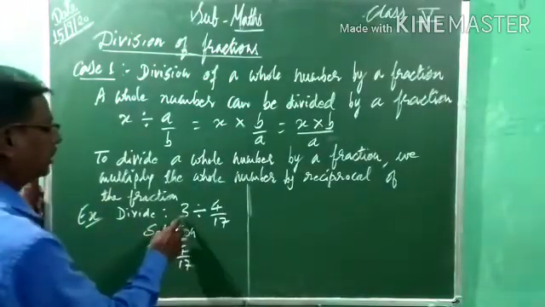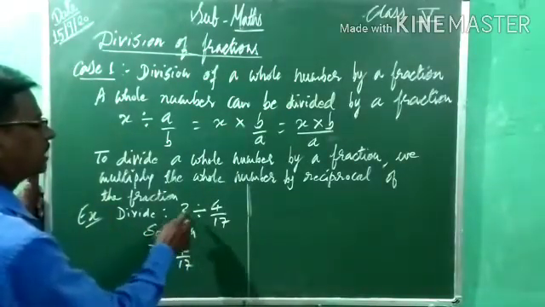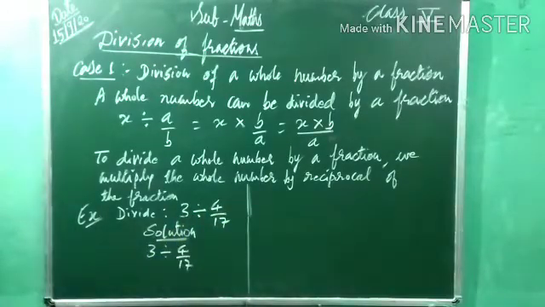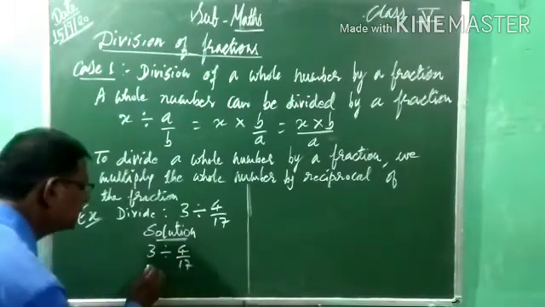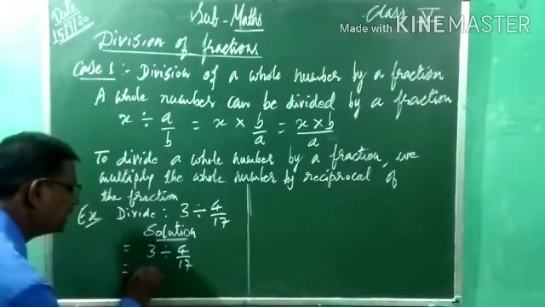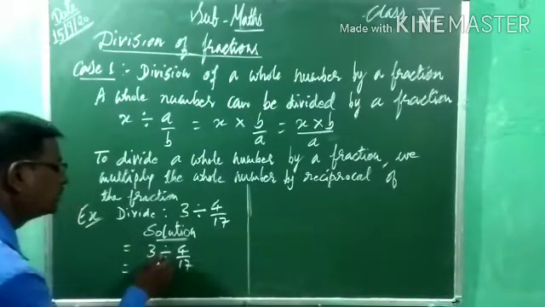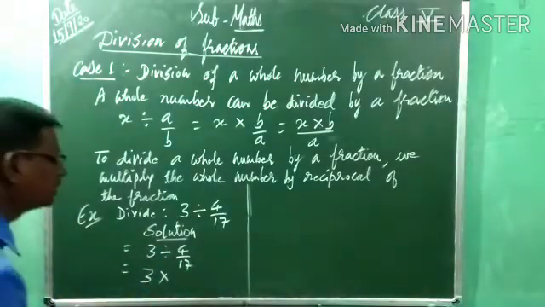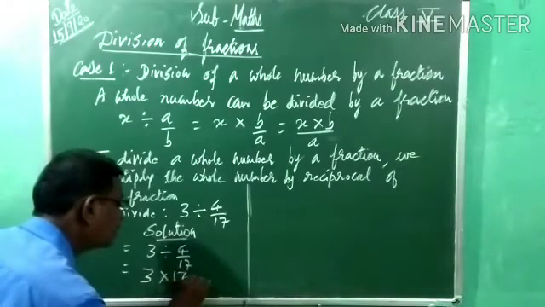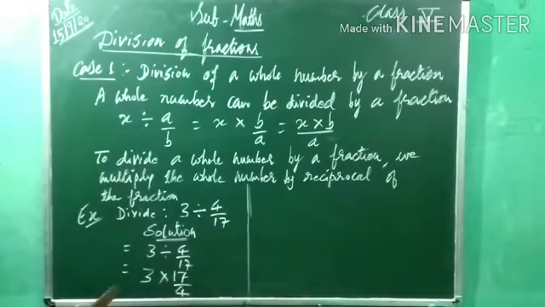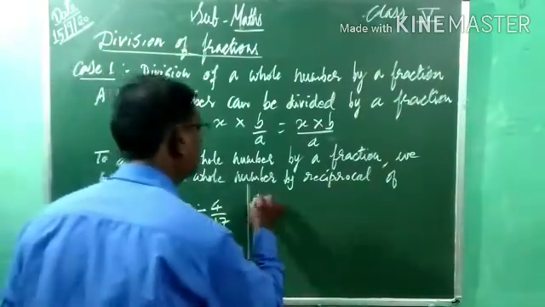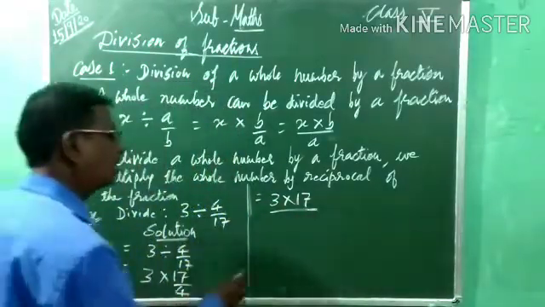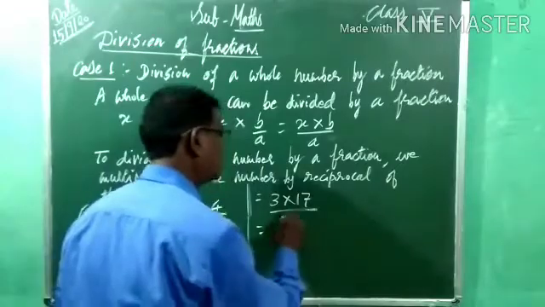Divide 3, this is the symbol of divide, 3 divided by 4 by 17. 3 is a whole number. 4 by 17 is a fraction. So here what do you have to do? Change the sign. In place of divide you have to take what? Into. Now take the reciprocal. What is the reciprocal of 4 by 17? 17 by 4. You just have to take the reciprocal. Understood? Now 3 into 17 divided by what? 4.